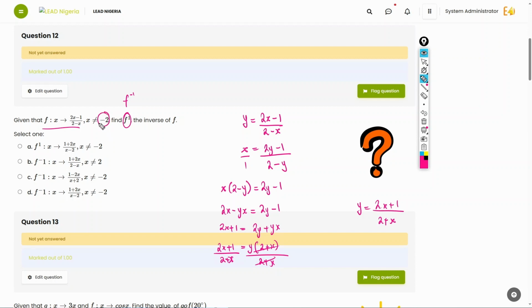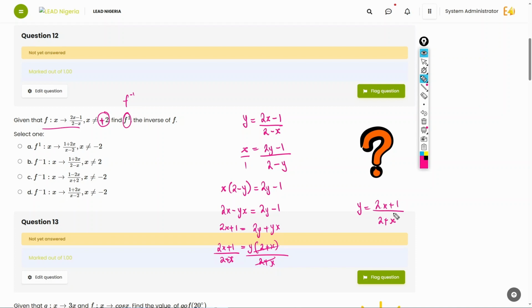The restriction here is wrong, all right? Because if I plug in -2 here, it's going to give me 2 plus 2, which doesn't make the denominator 0. So the restriction here is supposed to be x plus 2. Anyway, but this is the correct option answer. Y is equal to (2x plus 1) over (2 plus x).